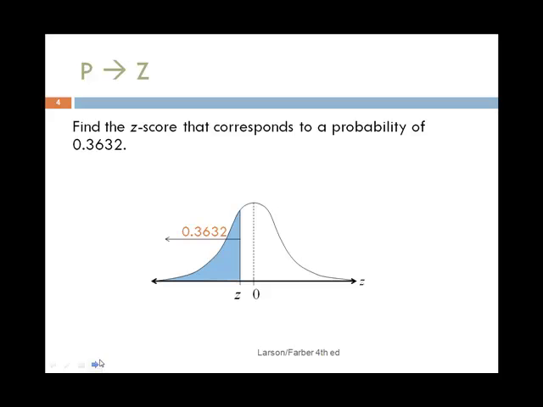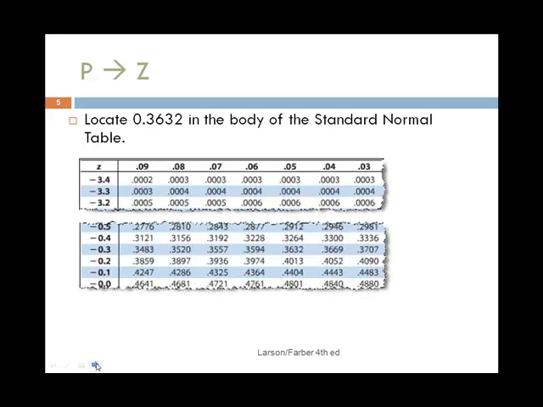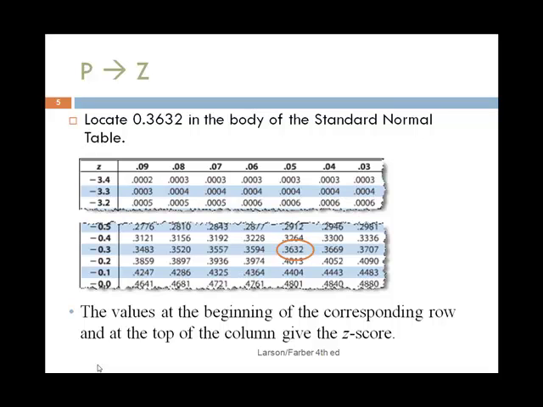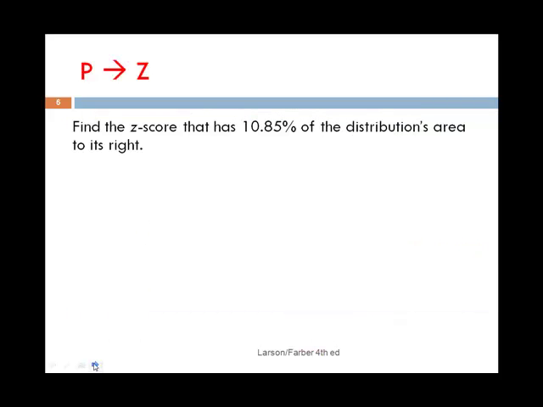So let's find the z-score that corresponds to a probability of 0.3632. Well, the z-score we will look up will be for the cumulative probability, which is to the left of the z-score. So we go to the table, we find 3632 in the table. Okay, then we look for the corresponding z-score. We just look to the left, and up top on the left we see negative 0.3, on top we see the 0.5, so negative 0.35 is our z-score.